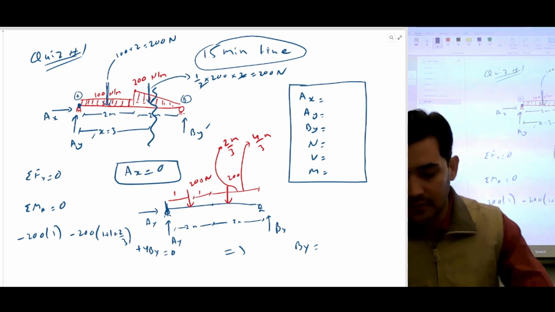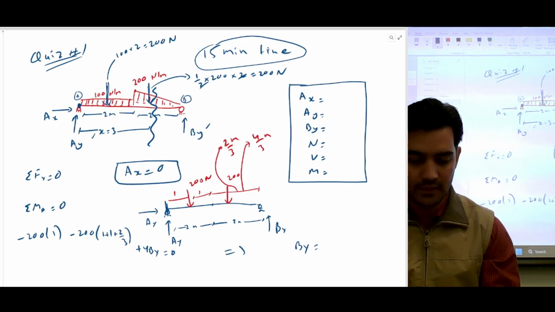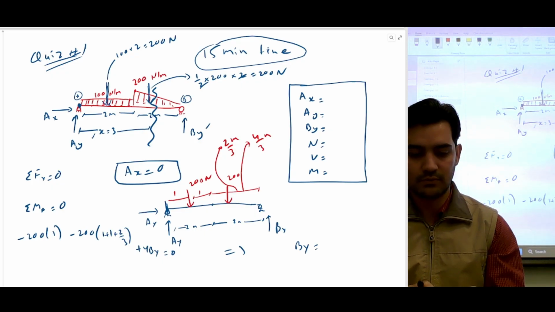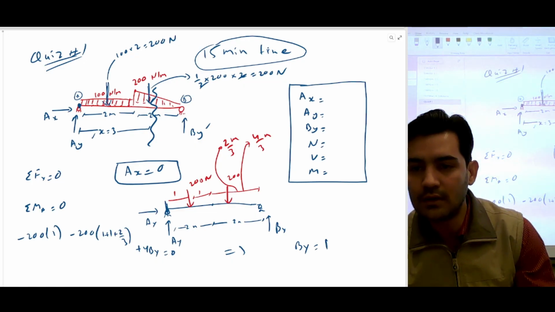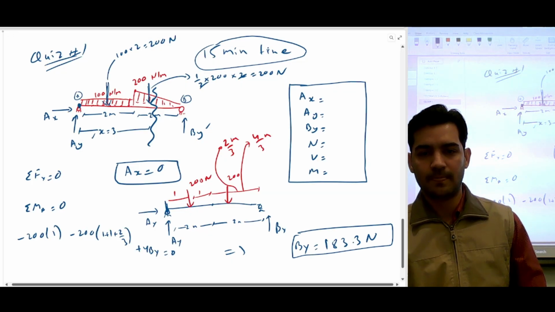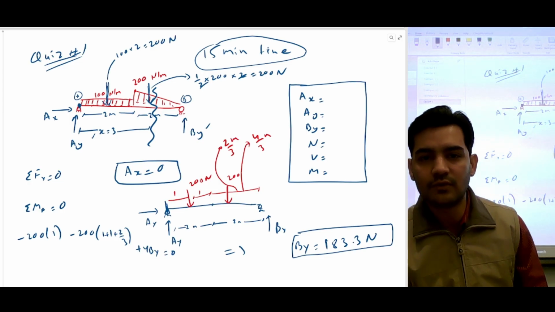So if you do the calculation, let me do the calculation: minus 200 into 1 plus 1 plus 2 by 3, and I have to divide by 4. So I'm getting 183.3 Newton. And it should be positive. Yeah. So now we have to calculate AY.